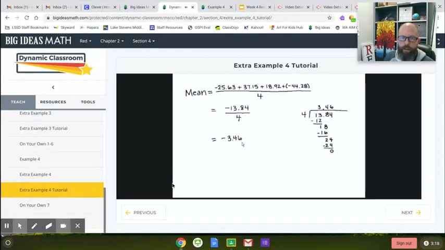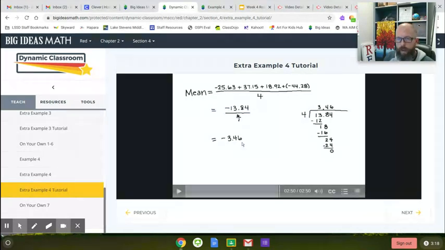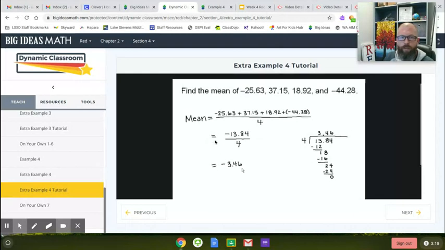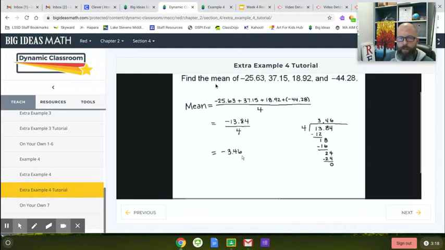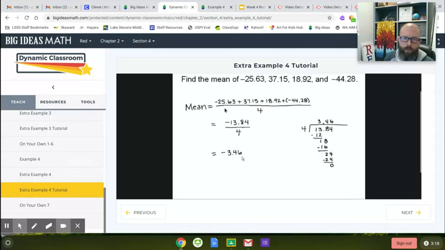All right, there you go. Add up all the ones on the top, divide by the number of numbers, and you end up with negative 3.46. That would be the average or the mean. So normally people don't say mean in real life. That's the same word for average.